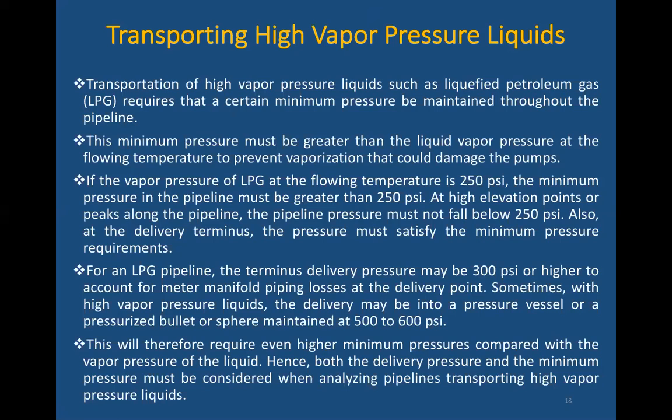At high elevation points or peaks along the pipeline, pressure must not fall below 250 psi. Also, at the delivery terminal, the pressure must satisfy the minimum pressure requirement. That's why high vapor pressure liquid transportation is very important, and you should have knowledge of vapor pressure and how to compensate for this. Because this will require an even higher minimum pressure compared with the vapor pressure of the liquid. Hence, both the delivery pressure and the minimum pressure must be considered when analyzing pipelines transporting high vapor pressure liquids.